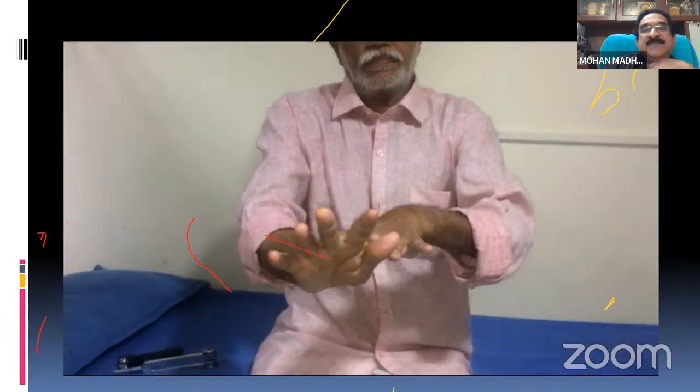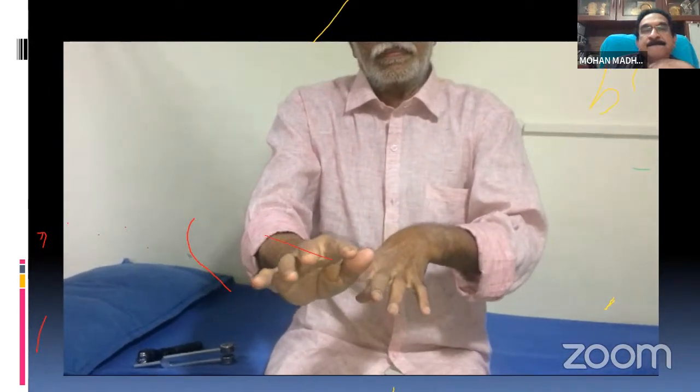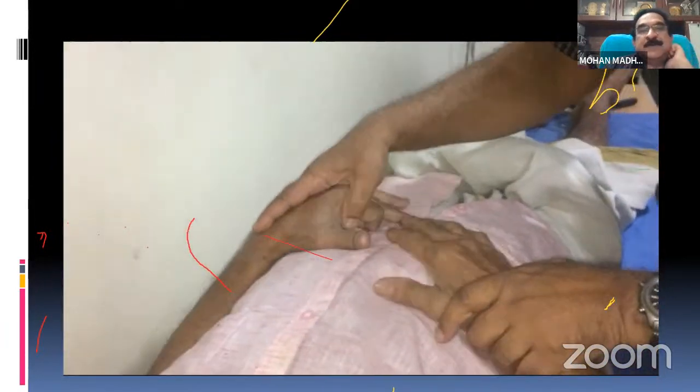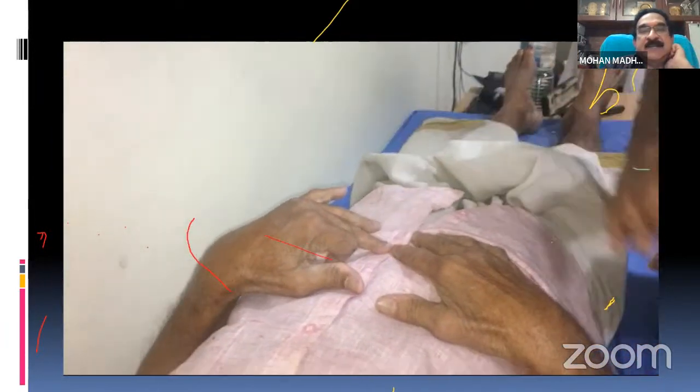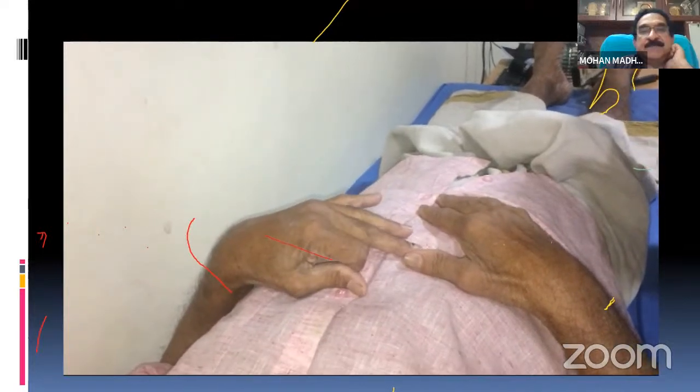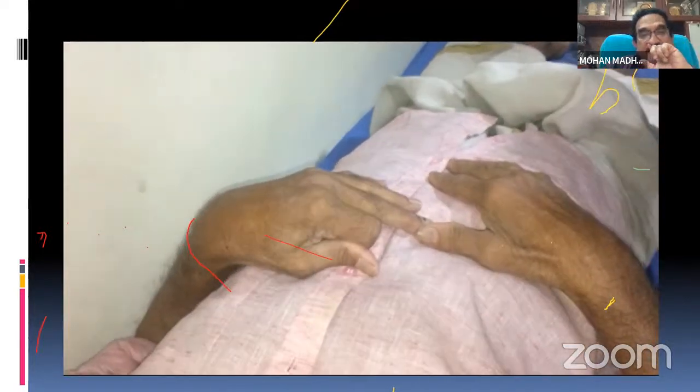Closing the eyes, then it goes. The hand, where does it go? In the abdomen, the hand spontaneously levitates upward. It goes upward like that. It's on its own.